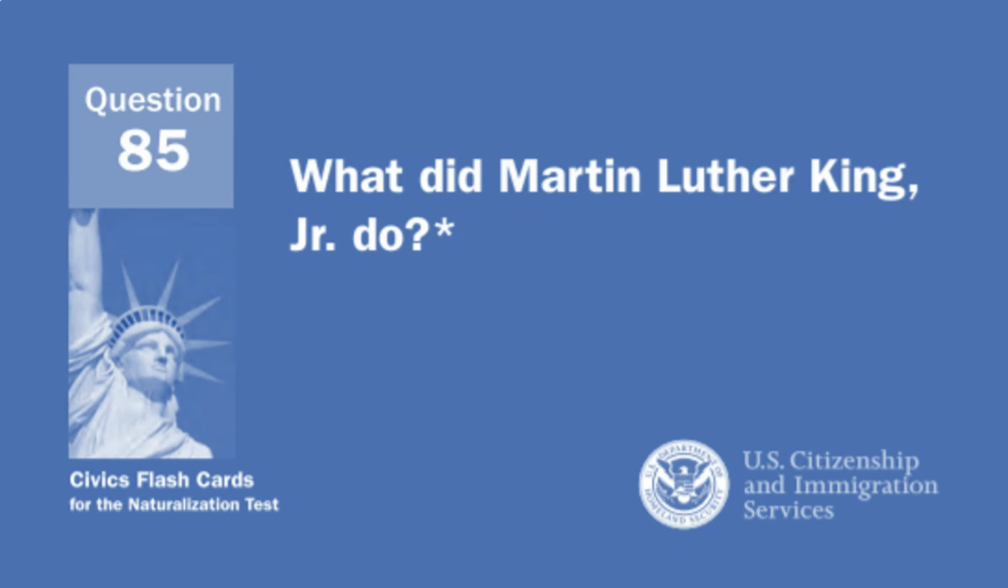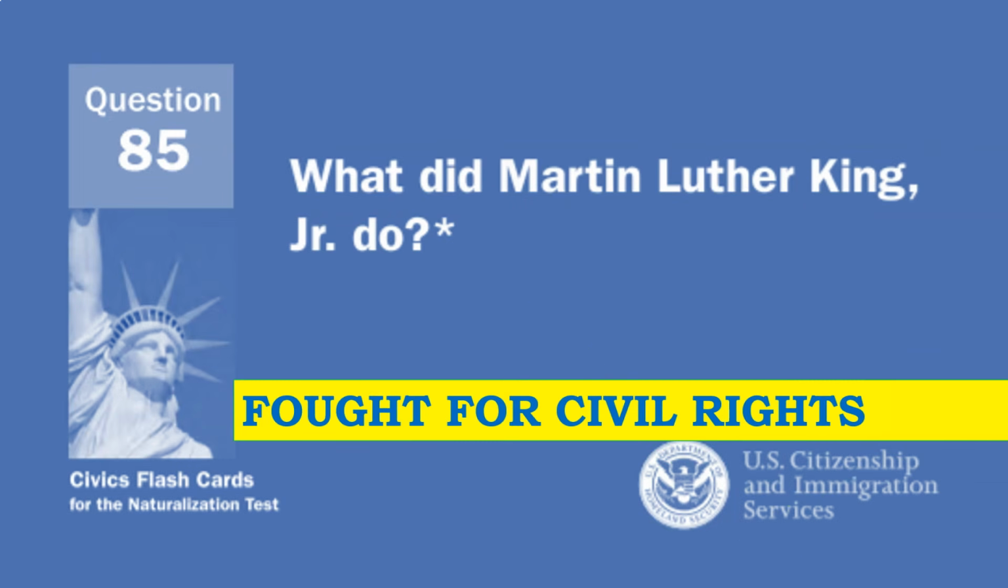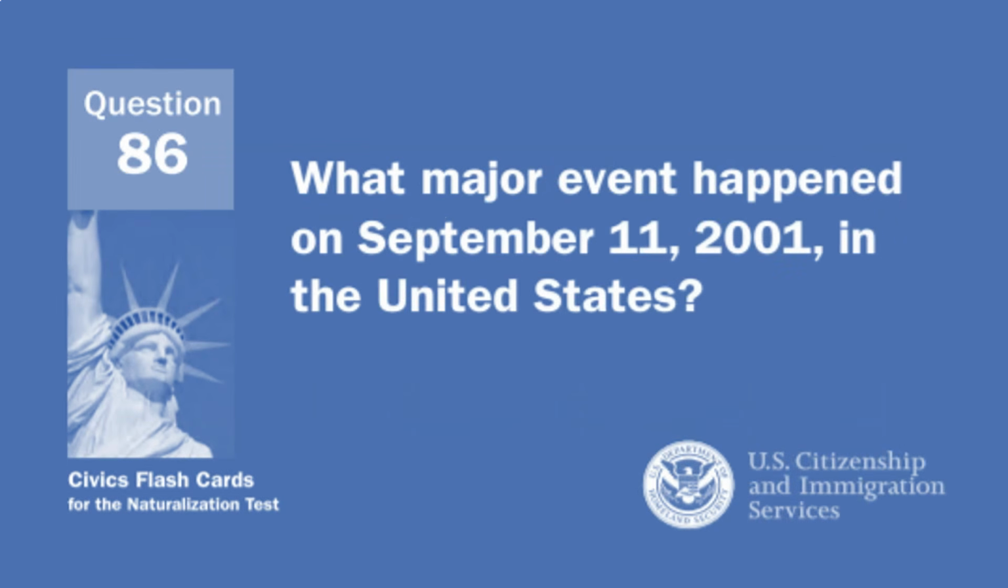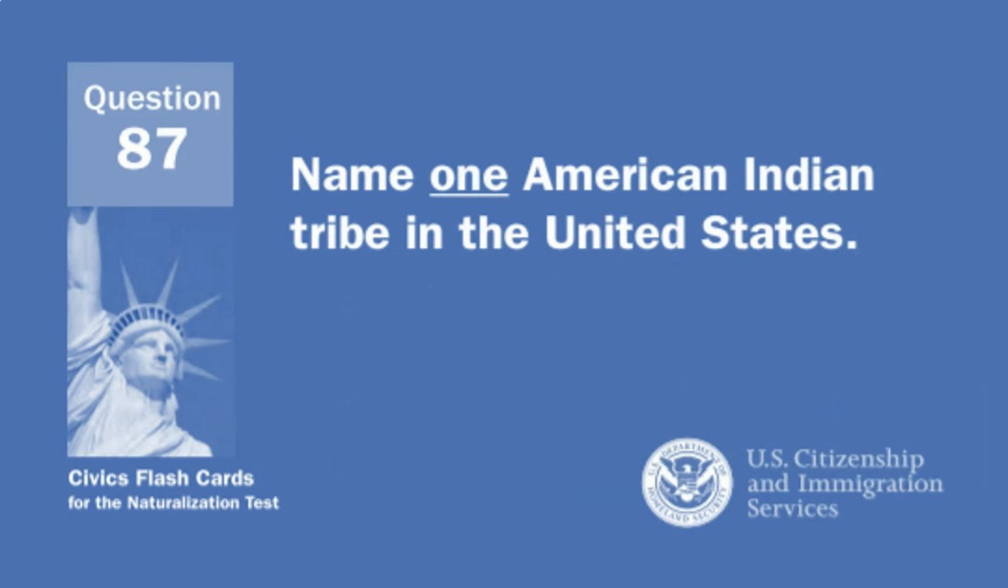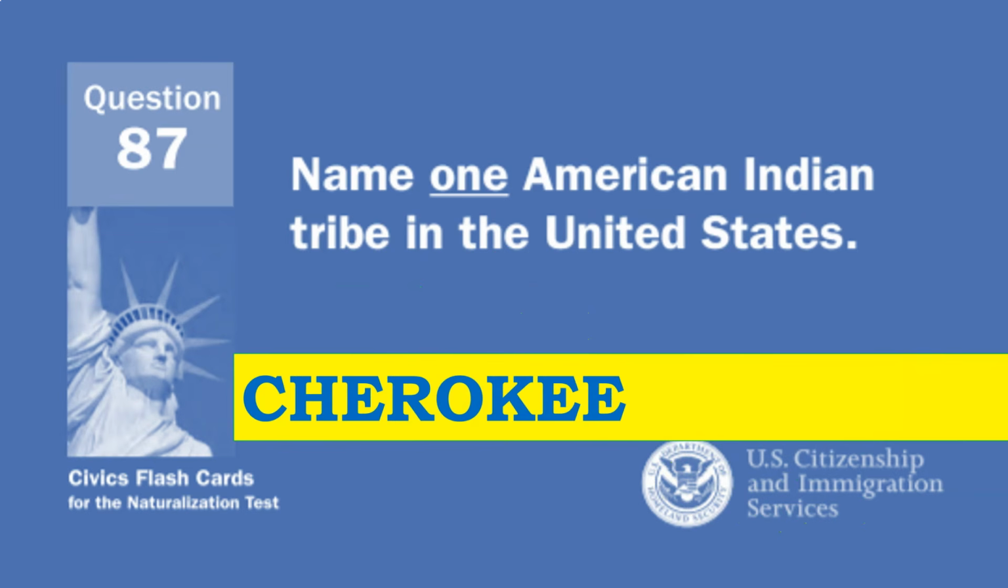What did Martin Luther King Jr. do? Fought for civil rights. What major event happened on September 11, 2001 in the United States? Terrorists attacked the United States. Name one American Indian tribe in the United States. Cherokee.